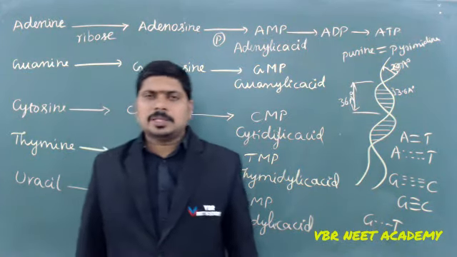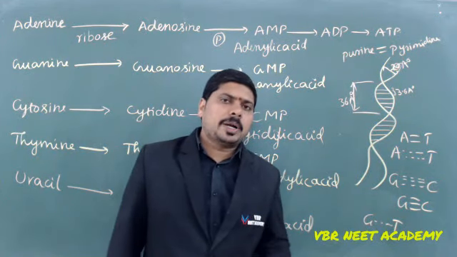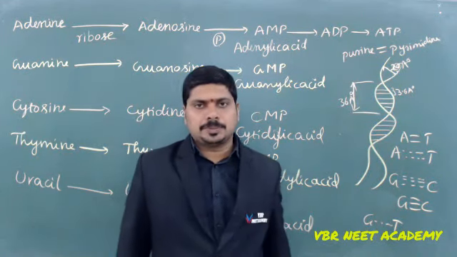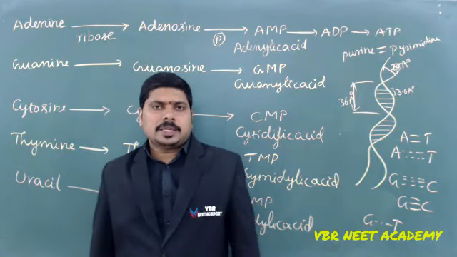In human beings it is approximately 1.52. In E. coli it is going to be 0.93 AT by GC ratio. These are the points we have to remember regarding the DNA.